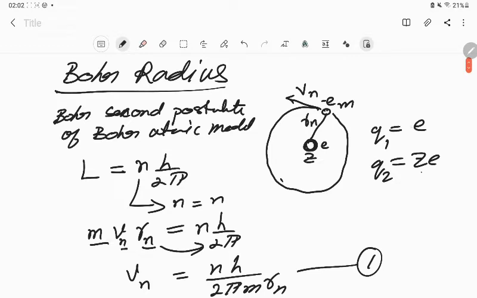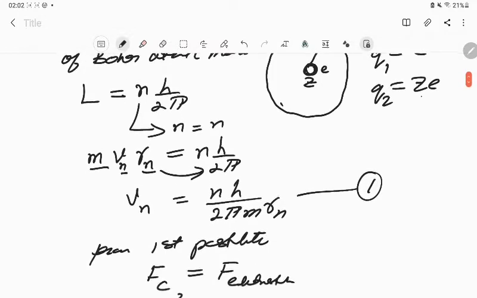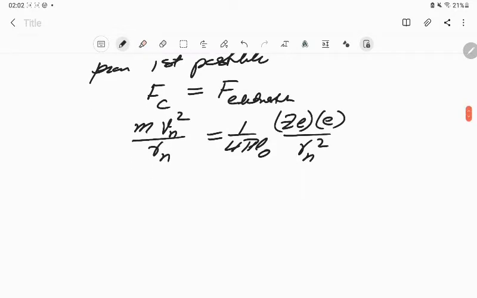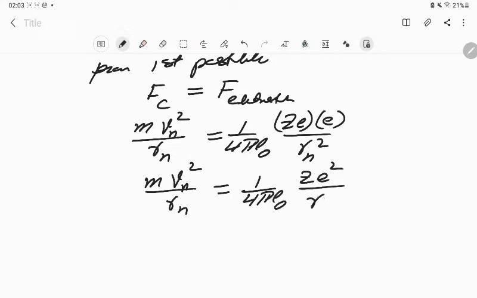You can write minus e also, but there is no need to write it, we will take the magnitude only. Ze is the first charge and the second charge is e. So m vn square by rn equals 1 by 4 pi epsilon naught, you can write k also, Z e square by rn square. This is equation number 2.